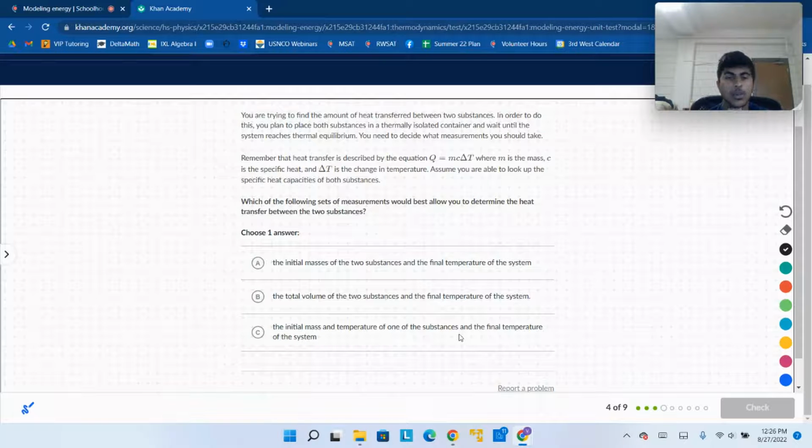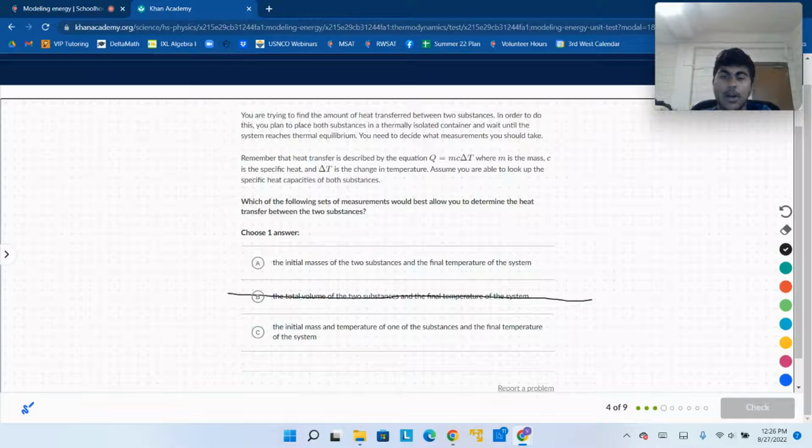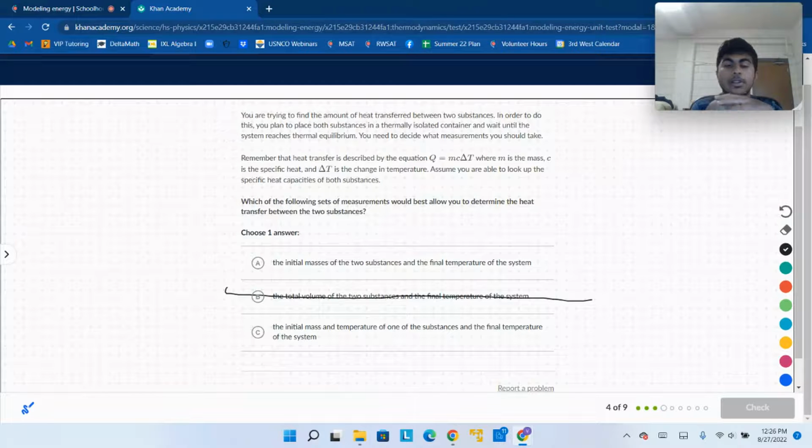Well, what do we have? For answer choice B, we have the volume of the two substances and the final temperature of the system. Volume doesn't play any part in this because we don't have a density, so we can't calculate mass. And mass is where everything's at. So using the volume doesn't do anything, so B has to be incorrect. Then our other answer choices are A and C. A says the initial mass of both substances and the final temperature of the system. C says the initial mass and temperature of one of the substances and the final temperature of the system.